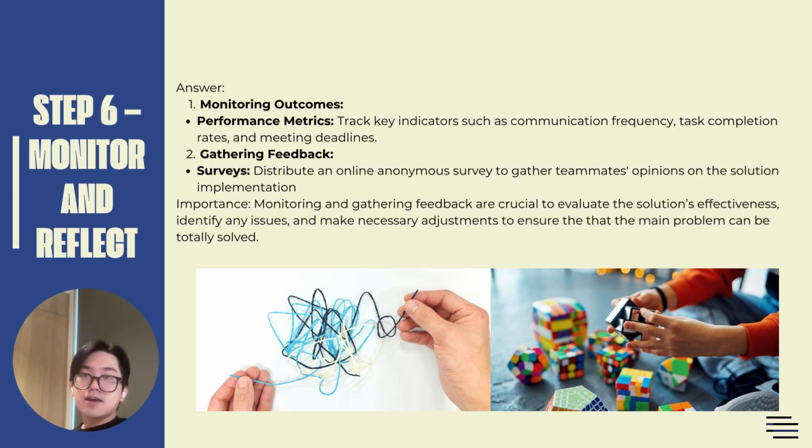Welcome back. Here is the answer for quiz 5. Number 1, monitoring outcome. You can track key indicators such as communication frequency, task completion rate, and meeting deadlines. Number 2, gathering feedback. You can distribute an online anonymous survey to gather teammates' opinions on the solution implementation. So monitoring and gathering feedback are crucial to evaluate the solution effectiveness, identify any issues, and make necessary adjustments to ensure that the main problem can be totally solved.